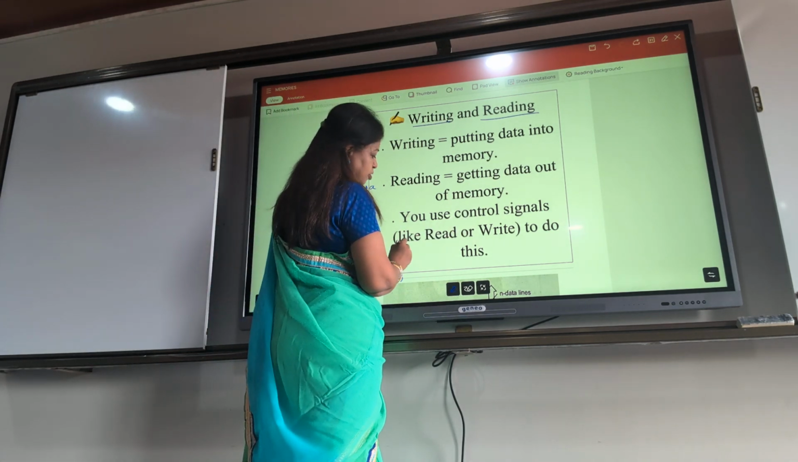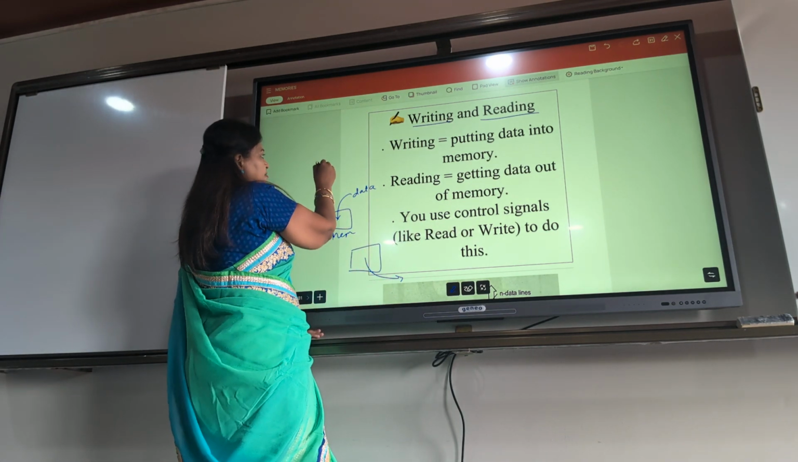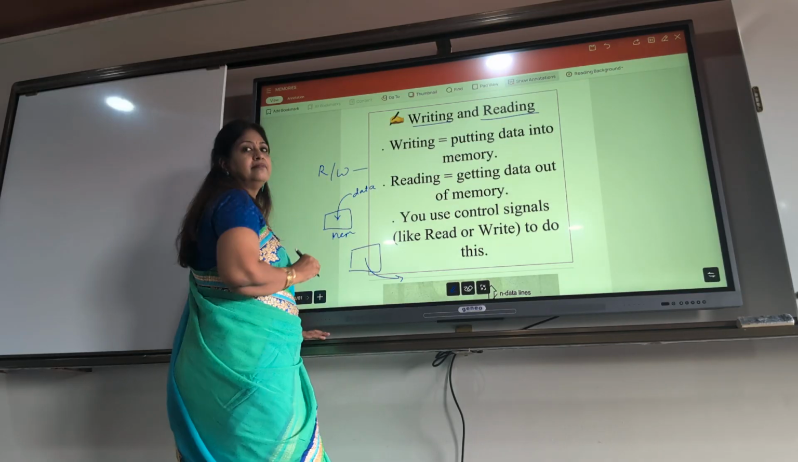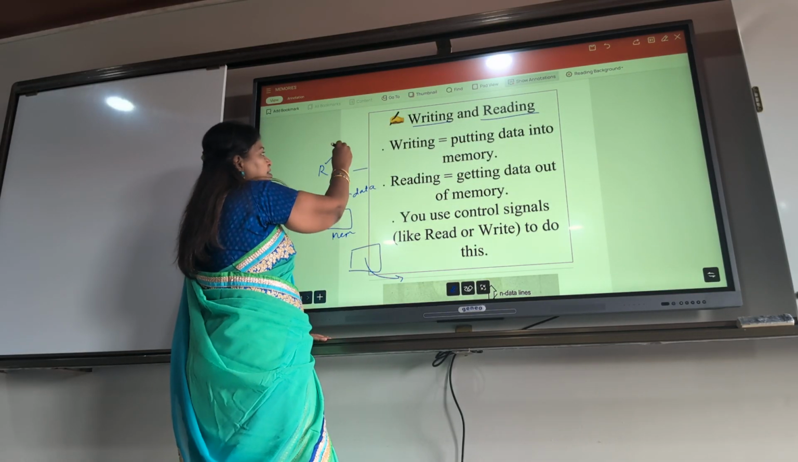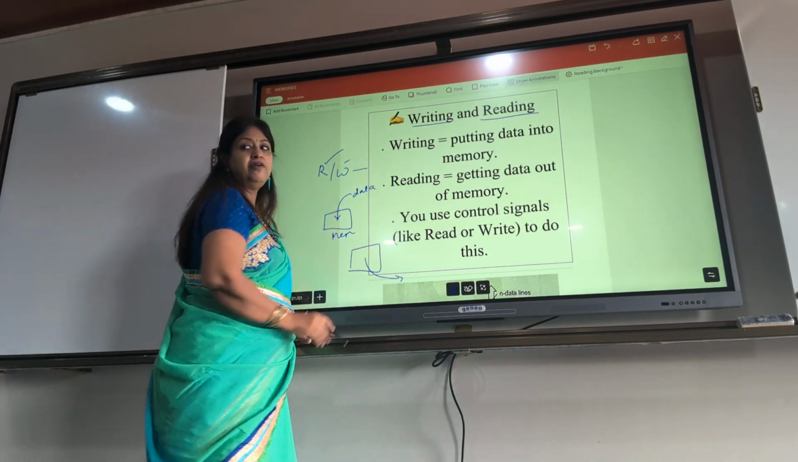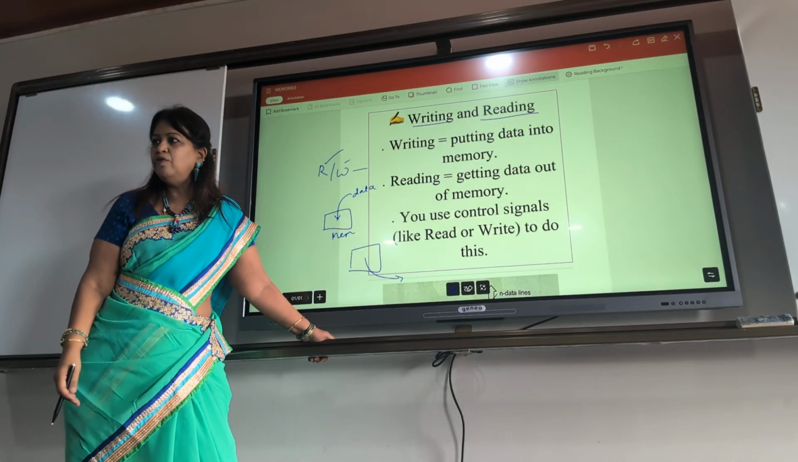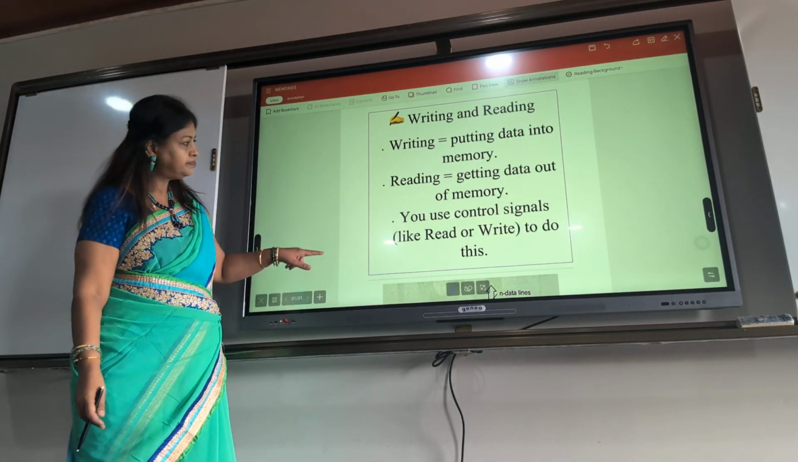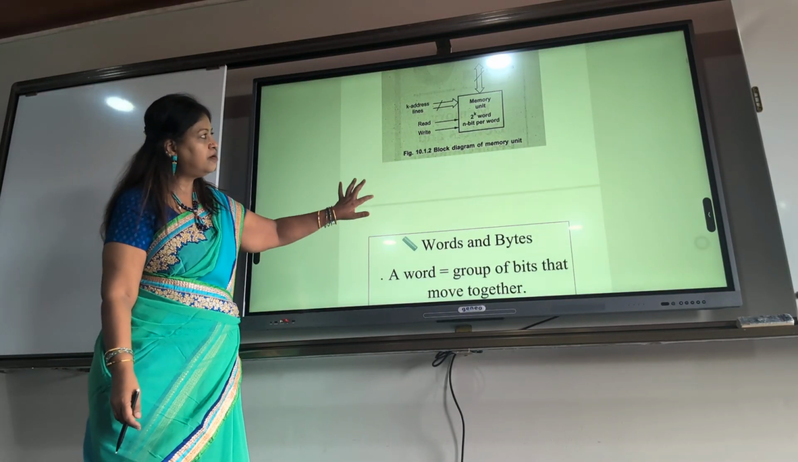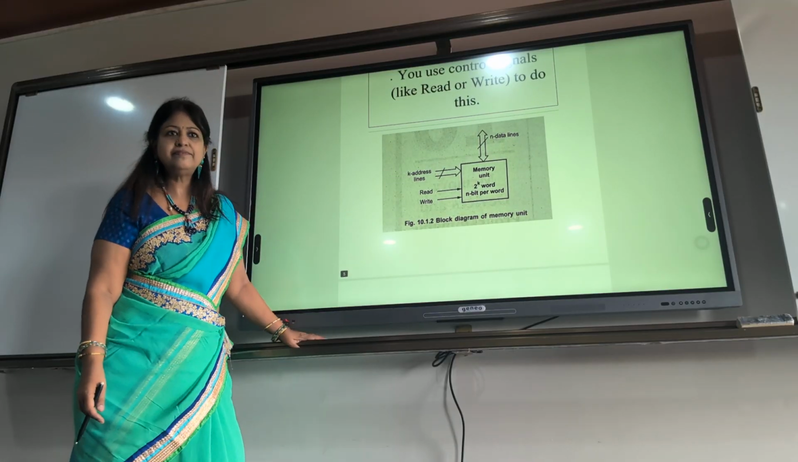So you can use a control signal. So you will be having read, write. If you want to read, this signal will go. If you want to write, this signal will go. And you can either read or write. So this is how we do it.